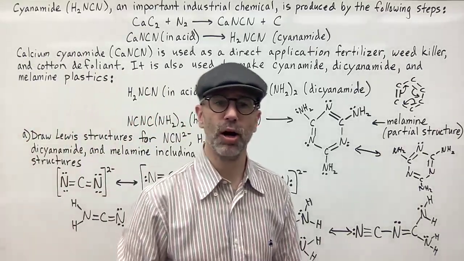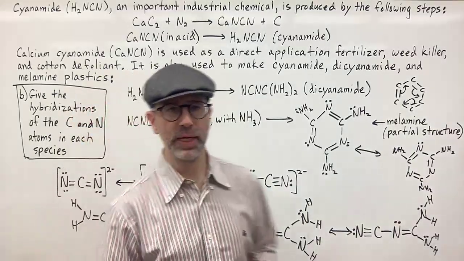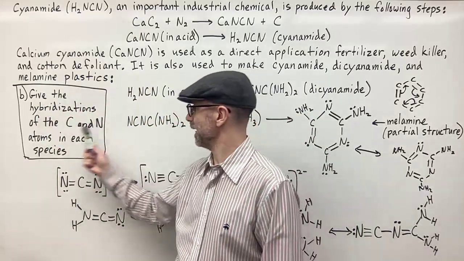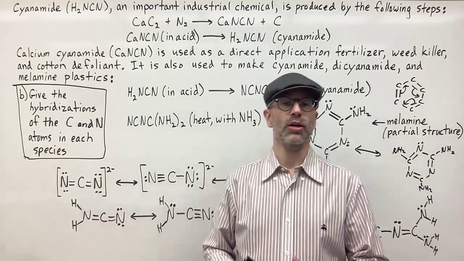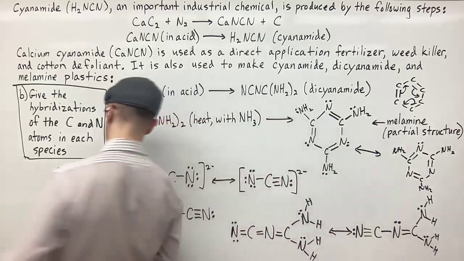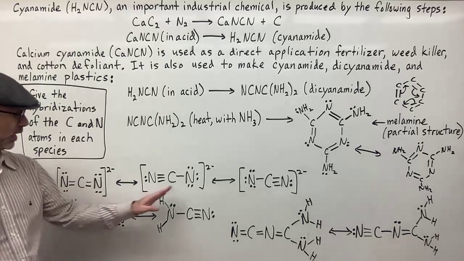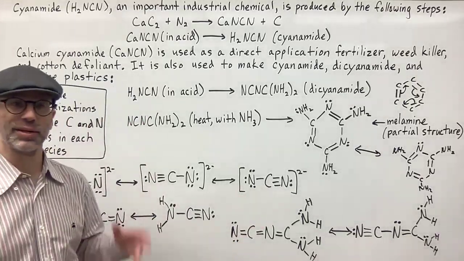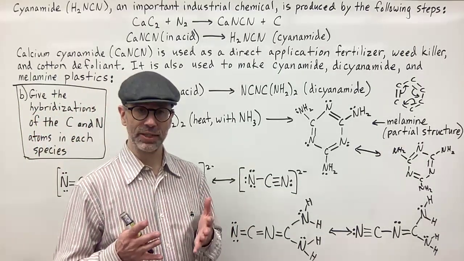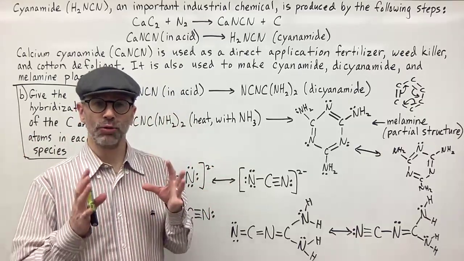Now we're going to move to part B. Okay, so part B says give the hybridizations of the C and N atoms in each species. So let's look at one at a time. So what we're going to be doing is we've got to figure out what the hybridization of nitrogen and carbon is in each of the resonance structures. It's going to be different for each resonance structure because, as you know, the hybridization is based on the total number of electron groups around the atom.